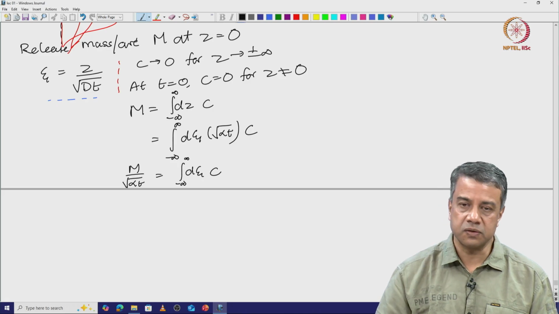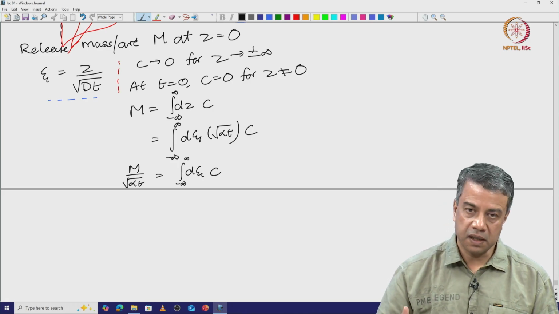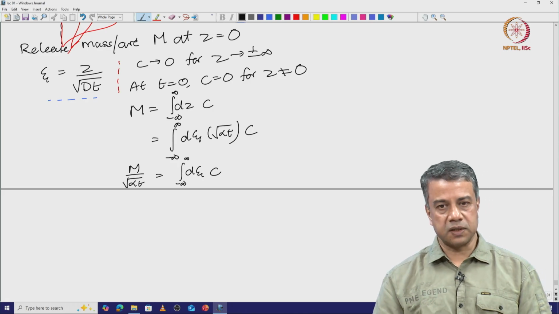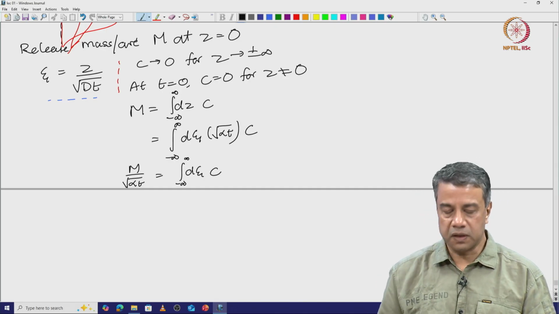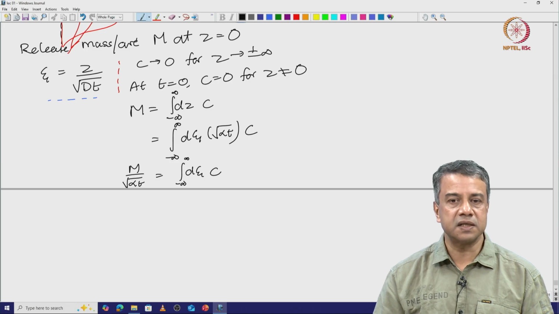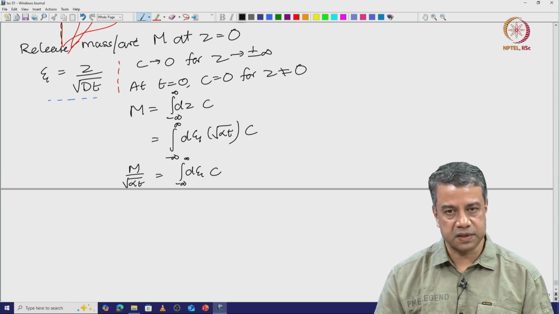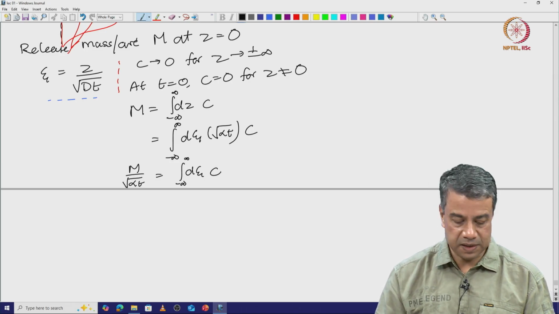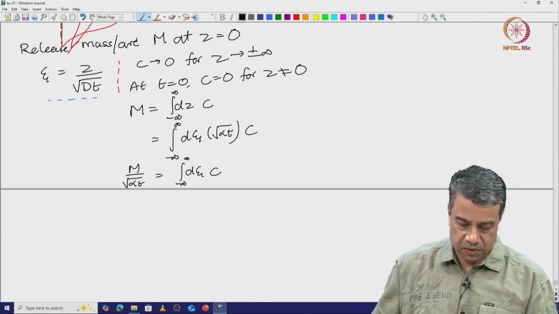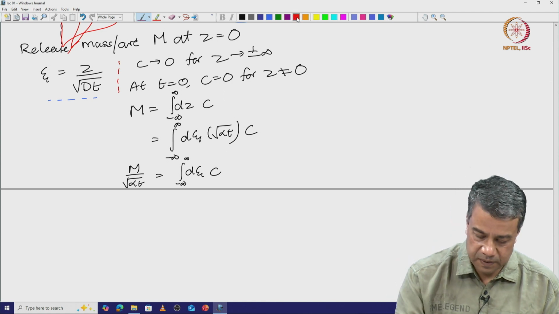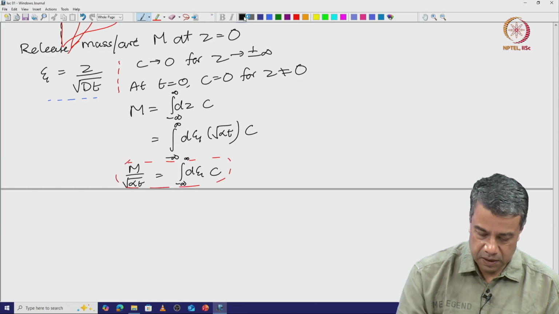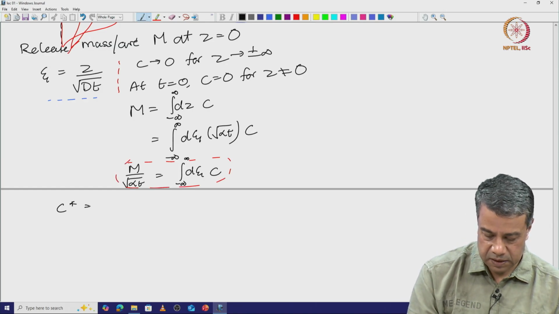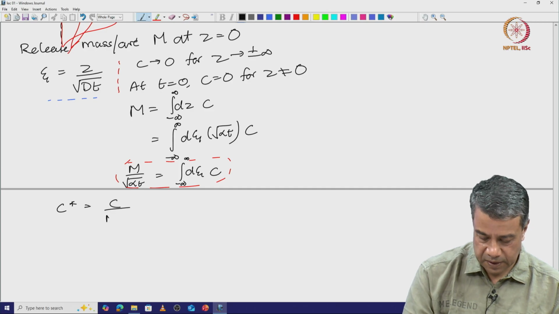So, the concentration goes to infinity, and far away the concentration goes to 0. There is no concentration scale in the system, in contrast to the previous example where we had a saturation concentration at the surface. How do we scale C? That C scaling is obvious from this equation. I can define C star is equal to C by m by root alpha t.